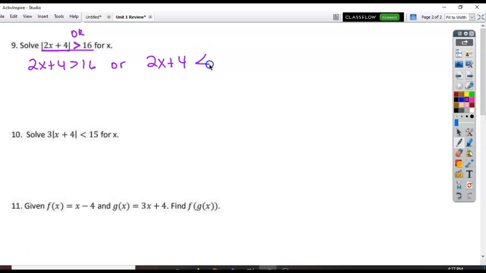You switch this or change it to less than. And then you do the opposite of what's on the right side, and it's a 16. Okay, change and then opposite.